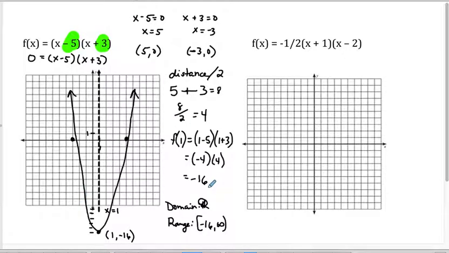I'm going to do one more example, so feel free to pause it, try your hand at this example, and then play it back to see if you've got it figured out.